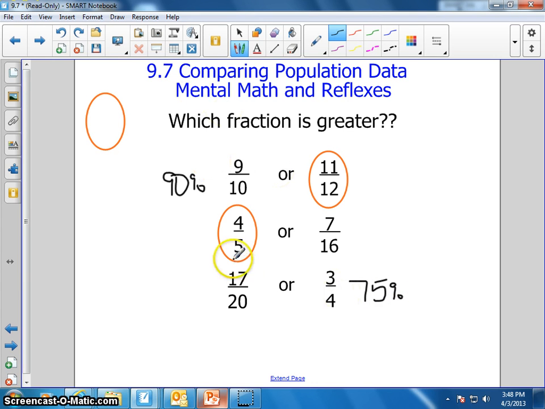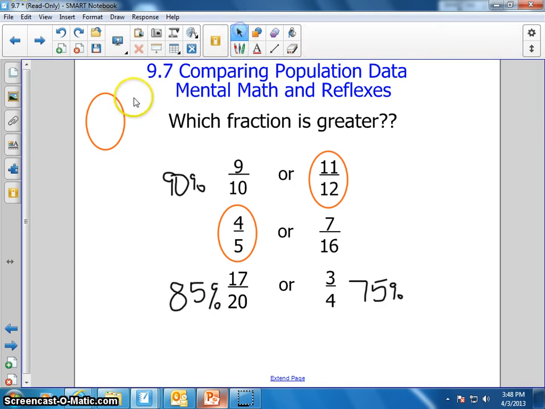And if you wanted to think of this one in money, we know that it takes 20 nickels, or 5-cent pieces, to equal $1. So if you had 17, there are 3 5-cent pieces missing, we know that equals 15 cents. So if we're missing 15, that's going to equal 85%. So this one would be larger.